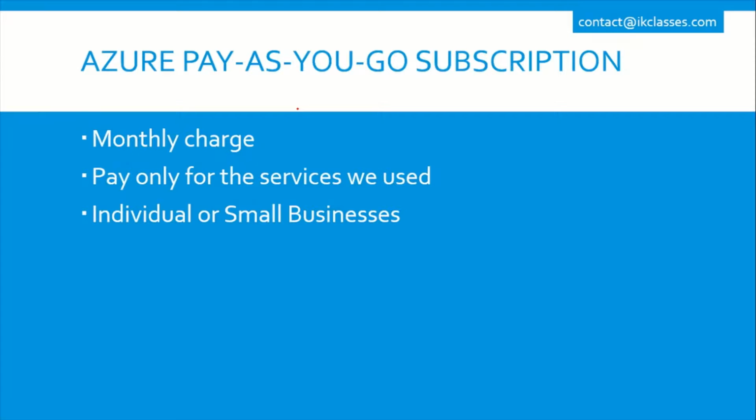A pay-as-you-go subscription charges monthly for the services we used in that billing period. This subscription type is appropriate for small businesses and individuals and many large organizations as well. Another subscription Azure offers is the Azure Enterprise Agreement. An enterprise agreement provides flexibility to buy cloud services and software licenses under one agreement, with discounts for new licenses and software assurance. It's targeted at enterprise scale organizations.